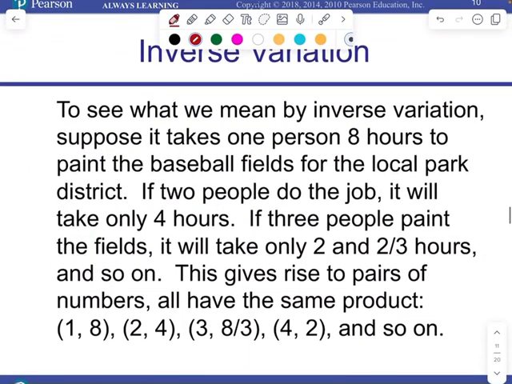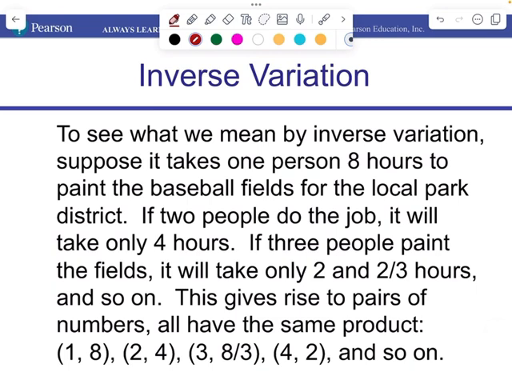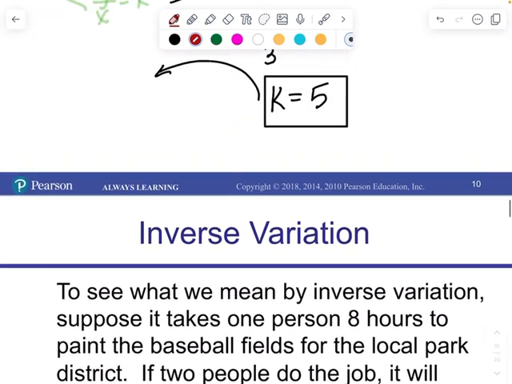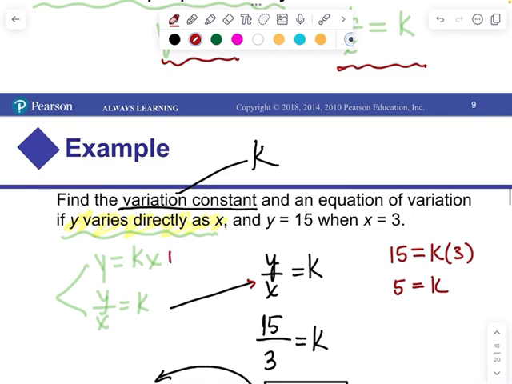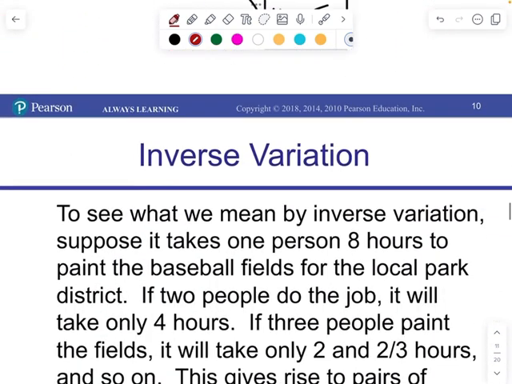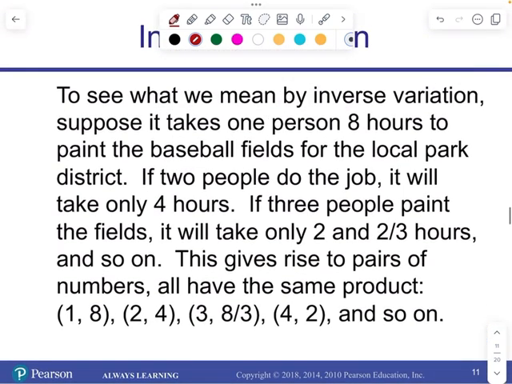Okay, to see what we mean, now here's the next kind, inverse variation. So inverse means, like in the first example, when x goes up, y goes up, right? When x goes down, y goes down, so long as k is positive. Here, it's a little different. It says that if 2 people do the job, it will take 4 hours, right? If 3 people do the job, it will take only 2 2/3 hours.